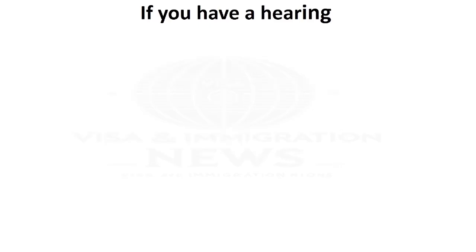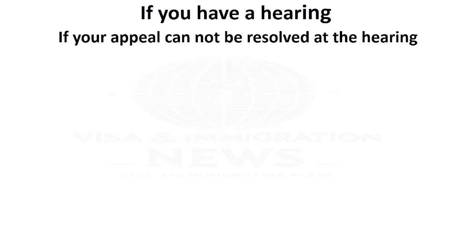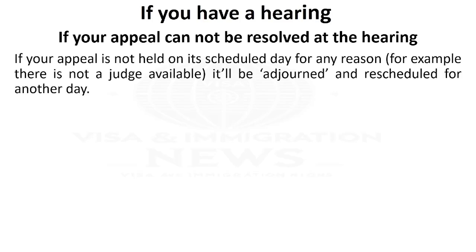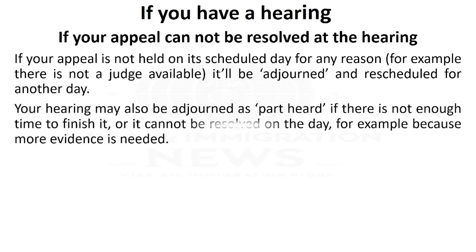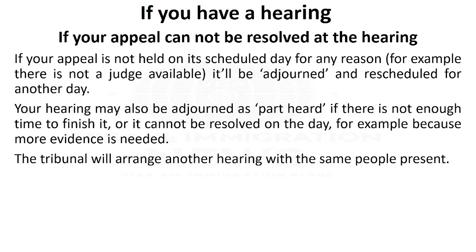If your appeal cannot be resolved at the hearing. If your appeal is not held on its scheduled day for any reason, for example, there is not a judge available, it'll be adjourned and rescheduled for another day. Your hearing may also be adjourned as part heard, if there is not enough time to finish it, or it cannot be resolved on the day, for example because more evidence is needed. The tribunal will arrange another hearing with the same people present.